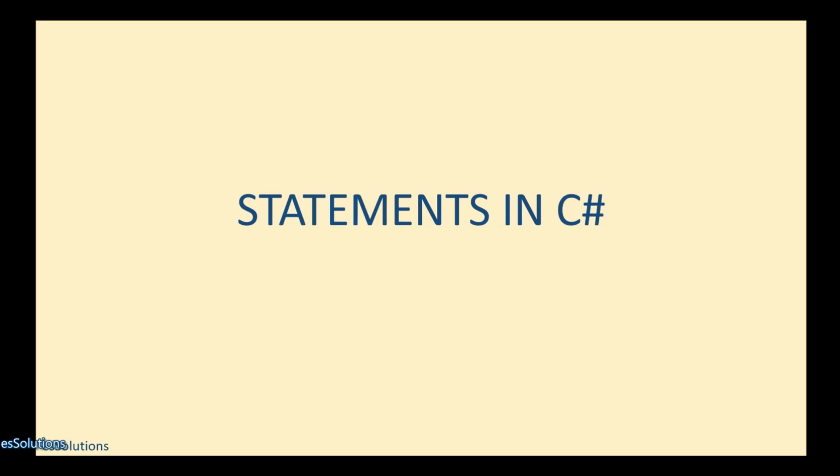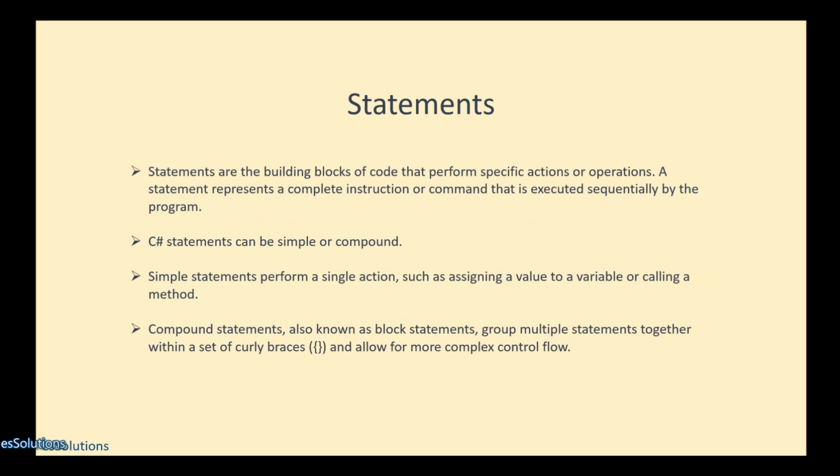Today, we will be looking at what statements in C# are. Statements are building blocks of code that perform specific actions or operations. So a statement represents a complete instruction or command that is executed sequentially by the program. So when it says sequentially in C#, the code runs from top to bottom. That is the sequence in which the code runs in C#.